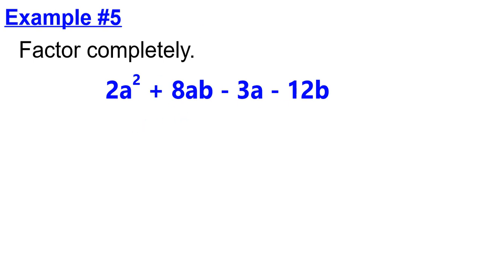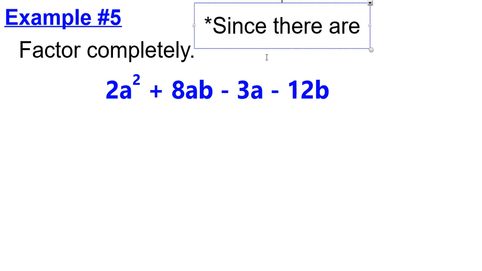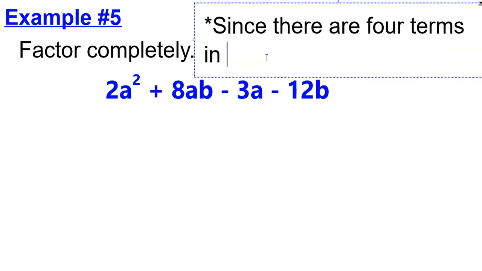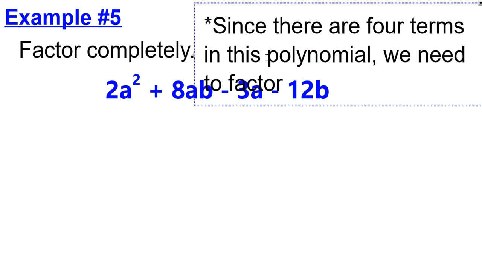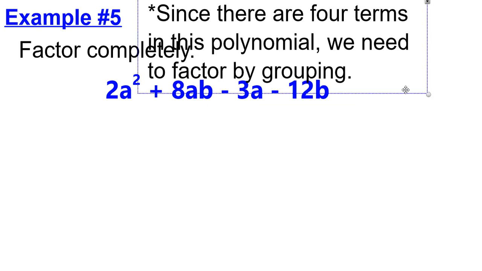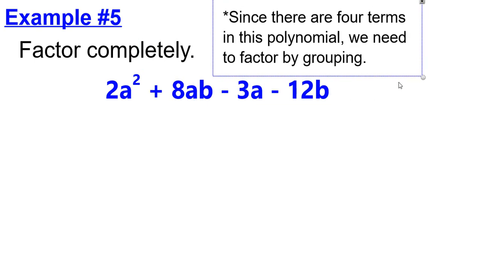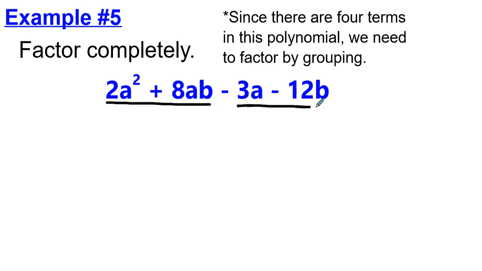So on this one, we're going to have to introduce a new method of factoring. Since there are four terms in this polynomial, we need to do something called factor by grouping. So how do you factor by grouping? Well, it's called factoring by grouping because we're going to group the first two and the last two terms together.